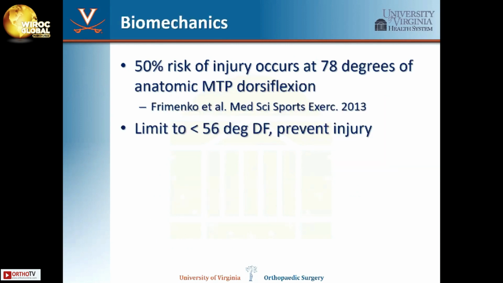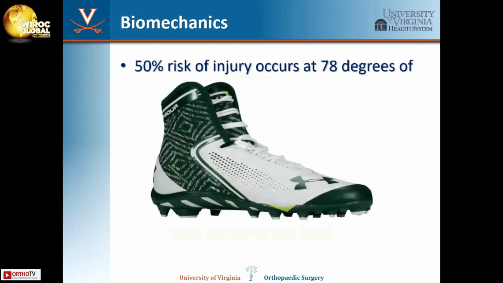Biomechanics: this was a study done at our biomechanical lab here at the University of Virginia. It found a 50% risk of injury occurs at 78 degrees of anatomic MTP dorsiflexion. And they also found that if you could limit that dorsiflexion to 56 degrees, you could prevent a high percentage of these injuries. The idea behind that study was to lead to shoe wear advances to try to make shoes that prevented exceeding 56 degrees.